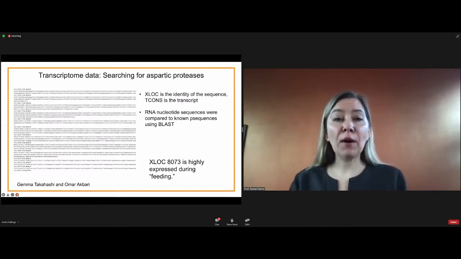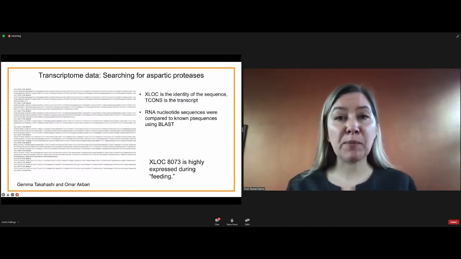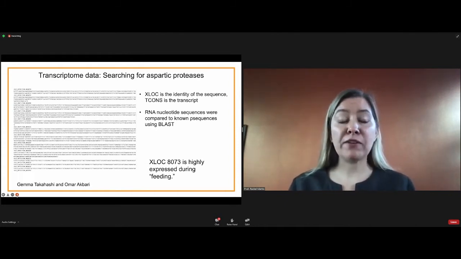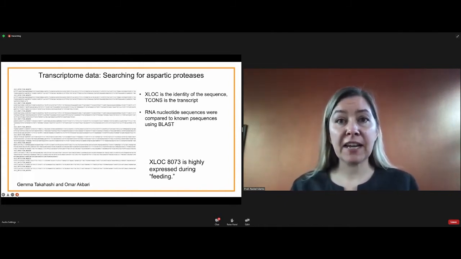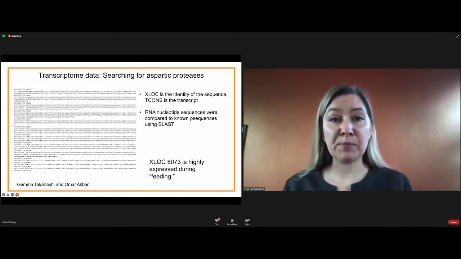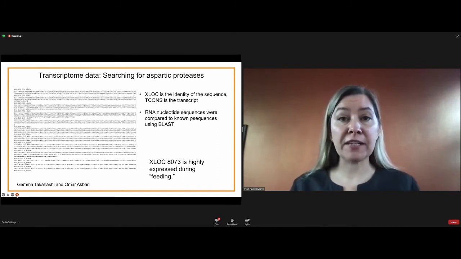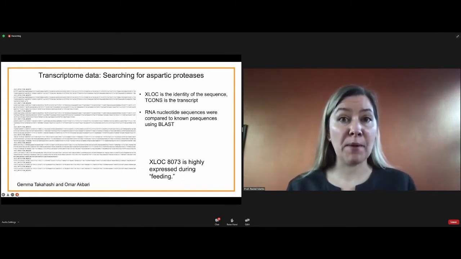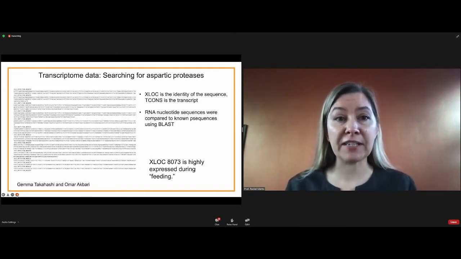Okay, so once we have our genome and transcriptome data, then what? How do we pick targets? We have a huge number of proteins. And I'm going to go through two different strategies that you can use to pick targets out of this. The first one is going for a target that you already know about. This is the one that was given to us by Darwin. We're going to look for aspartic proteases.